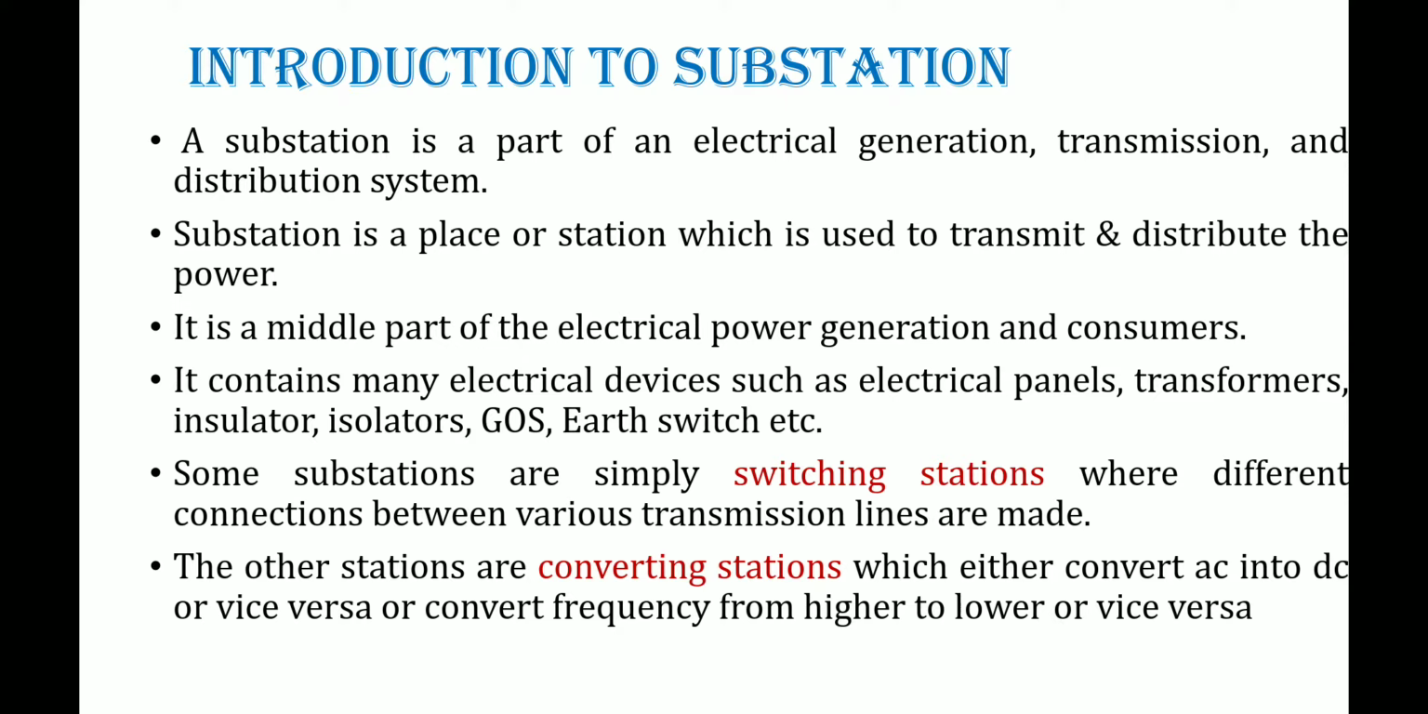Getting my point? So basically what I told here is that the substation is a part of all three systems: generation, transmission as well as distribution. Is it right? That's the first thing. In a generating station, the power is generated comparatively at low voltage levels. Generation is done at comparatively lower voltage levels. Next comes the transmission.